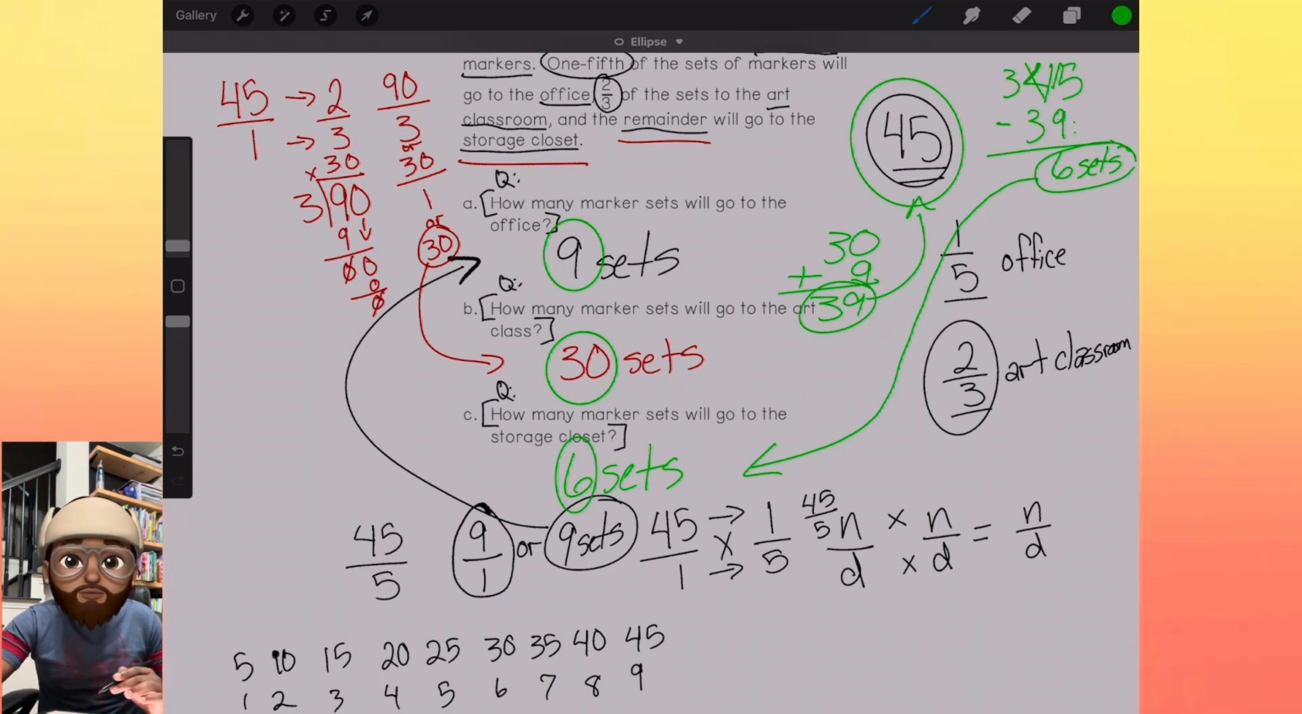It adds up to 45. And if you were to check this, then you know that 9 sets would be 1/5 of 45. We could do that by doing 9 times 5. And then we know that 2/3 of 45 would be 30. And the sets that are left over would be 6.